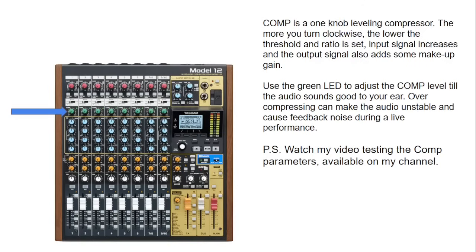So let's continue down the channel strip. We have a one-knob compressor, which is a leveling compressor. The more you turn clockwise, the lower the threshold and the ratio is set, and the input signal increases. The output signal also adds some makeup gain. So it's a very quick one-knob compression. Use the green LED to adjust the compression level till the audio sounds good to your ear, because overcompressing can make the audio unstable, especially in a live situation. It will try to create a feedback during the performance.